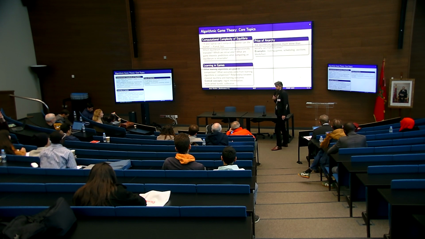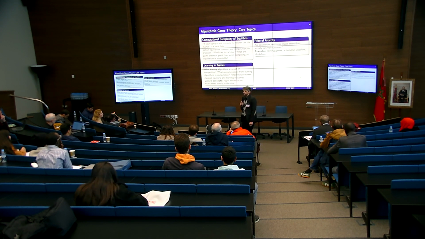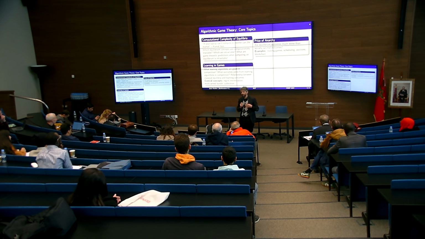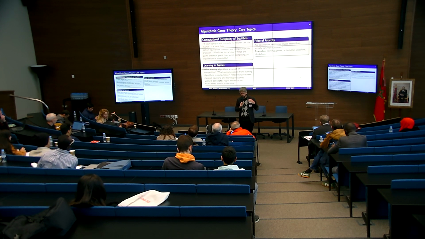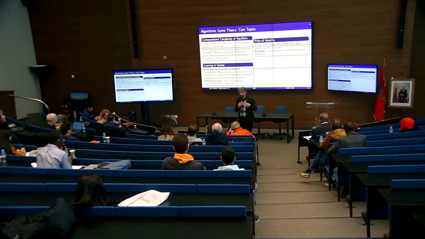Cool. Price of anarchy. This is trying to quantify the potential suboptimality of outcomes we get when everyone is strategic versus the outcomes we could get if a central planner told everyone what to do. Okay, so we're comparing the globally optimal outcomes with the outcomes that arrive when people are strategizing for themselves.